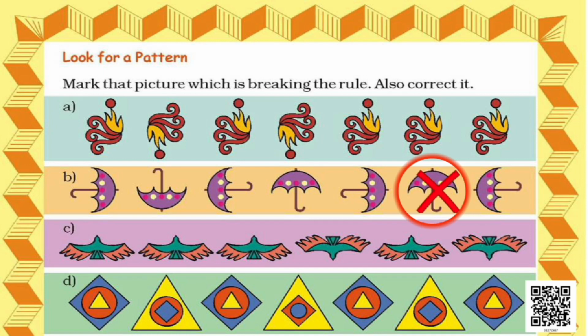Okay, it should be downwards. The sixth umbrella should rotate 90 degrees and its position should be facing downwards. So which is the incorrect one? It is the sixth umbrella. So the next bit is bit number C.